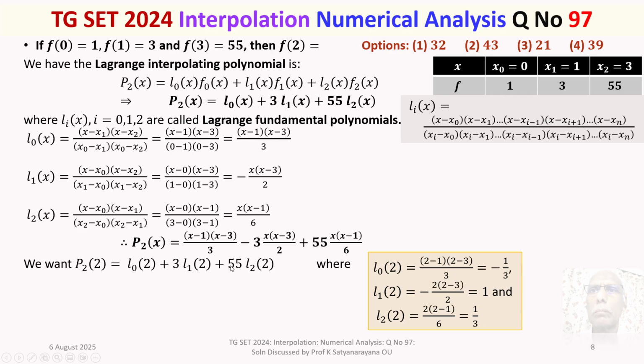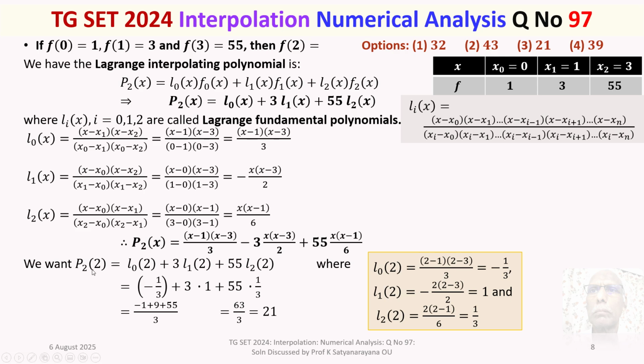Now substitute here. That is equal to L0 of 2, which is minus 1 by 3, plus 3 times L1 of 2, which is 1, plus 55 times L2 of 2, which is 1 by 3. Take the LCM and simplify. You will get 63 by 3, that is equal to 21. That's your answer.